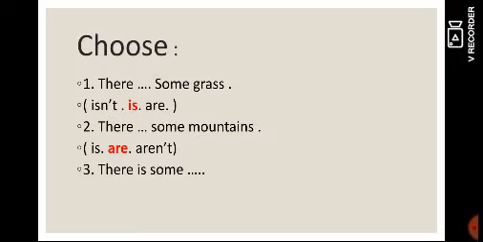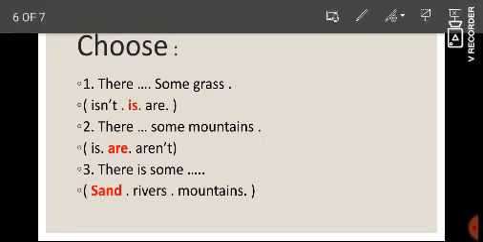There is some. Here we have is, so we have to choose an uncountable noun. There is some sand. We can't take rivers or mountains because both are plural and we have is here, so there is some sand.